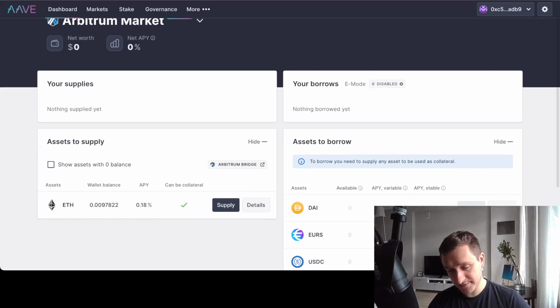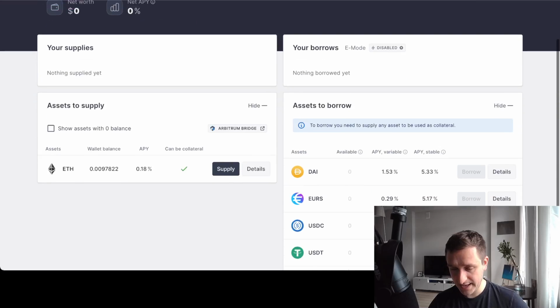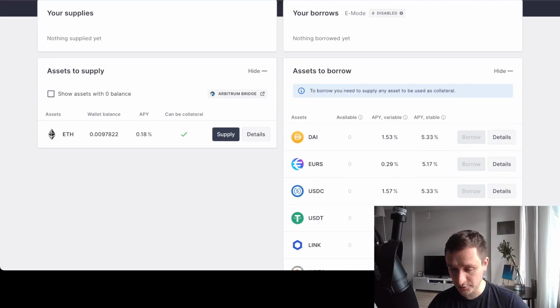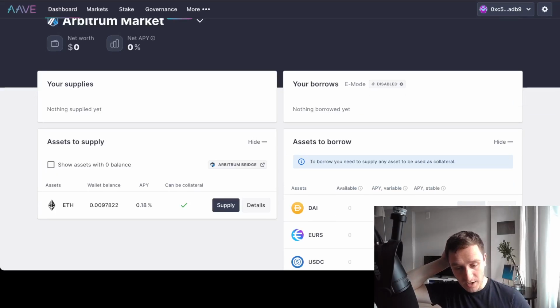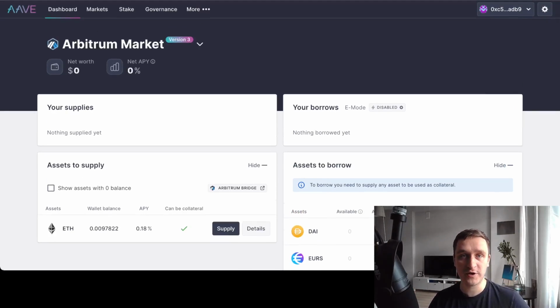Again, I can supply that on Arbitrum, right? And then I could take a loan. I could borrow one of the other coins. So why would I do that? Basically, people are borrowing because all the loans here are over collateralized.